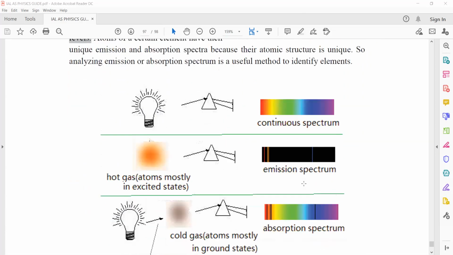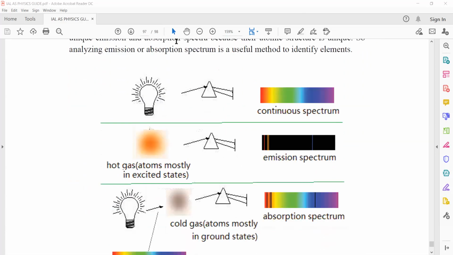Like you can see here, this is the line spectrum. And in line spectrum, this one is emission, and this one is absorption. So emission line spectrum is where the atoms are giving out energy. Absorption means we have a sample, and we target this sample with all the colors.